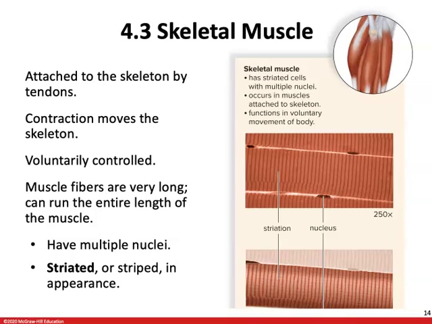The muscle fibers are very long. They run the entire length of the muscle. So from here to here would be a single cell, a muscle fiber cell that can run the entire length. Now, because they are very long, they have multiple nuclei. Multiple nuclei allow for complete control across the entire cell. And like I said, they are striated or striped in appearance.